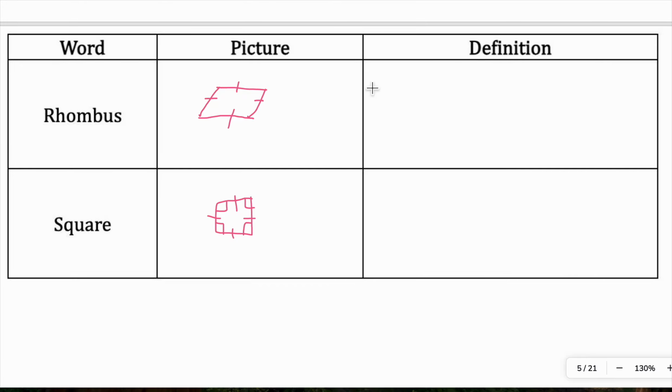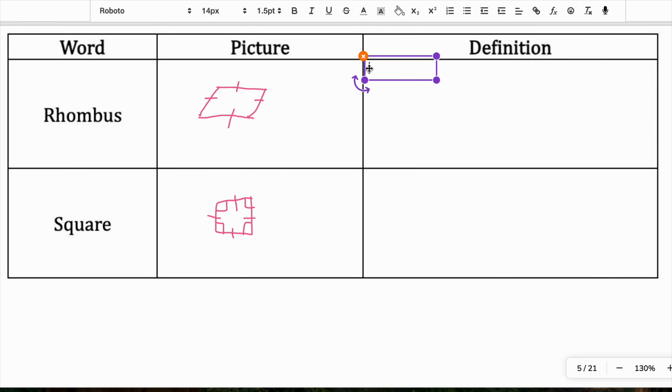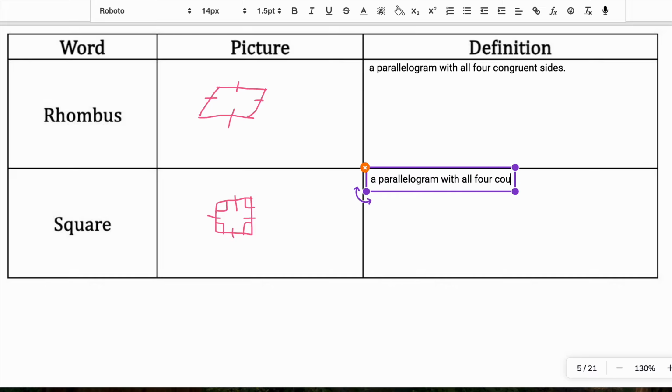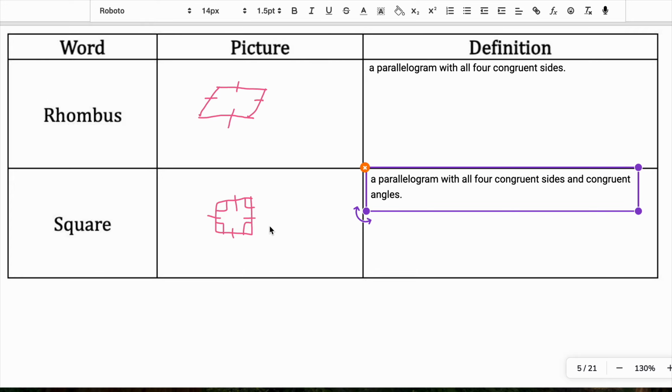So the definition for a rhombus just states a parallelogram with all 4 congruent sides, and a square is a parallelogram with all 4 congruent sides and congruent angles. That means all angles have to be 90 degrees, obviously.